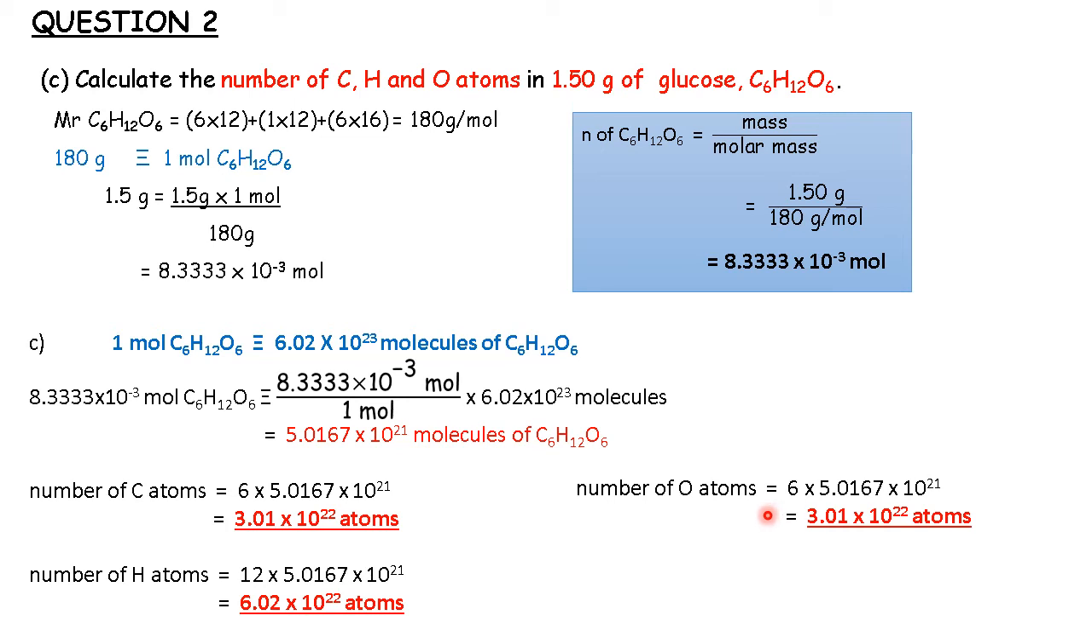So for this kind of question, you must be clear what the question asks about. You have to solve it step by step. First, you must find the mole of glucose based on 1.5 gram. After that, you must find the number of molecules based on this number of moles. Then only you can find the number of atoms for each of the elements: this for carbon, this for hydrogen, this for oxygen, based on the number of atoms in a glucose molecule. Clear?